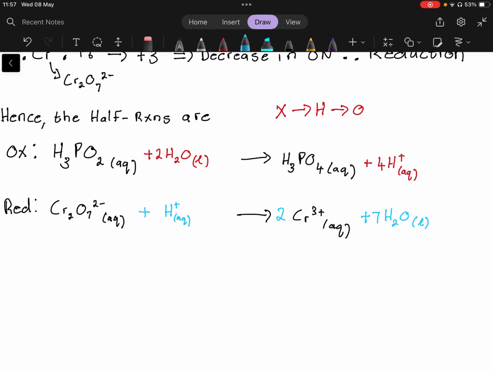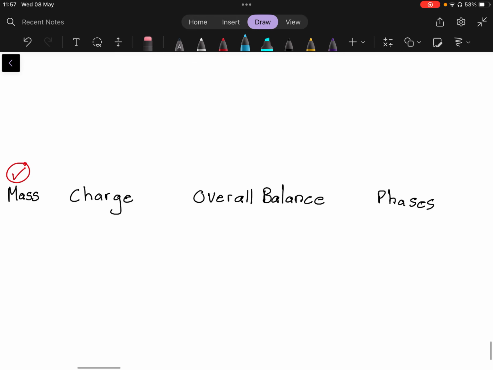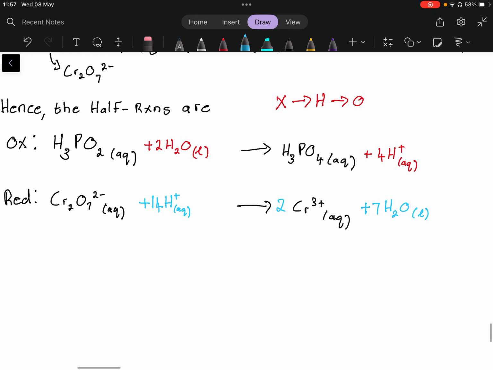And how many hydrogens did we introduce here? We introduce 7 times 2. So we need 14 hydrogens. Right. And is it balanced now? 2 chromium, 2 chromium, 7 oxygen, 7 oxygen, 14 hydrogen, 14 hydrogen. So yes, we've balanced according to mass both our half reactions.